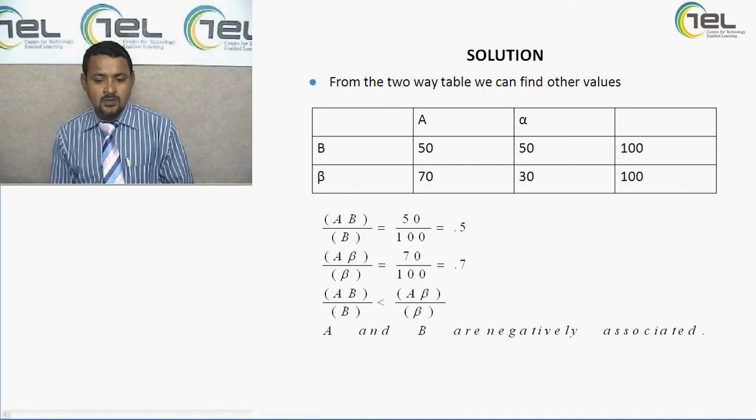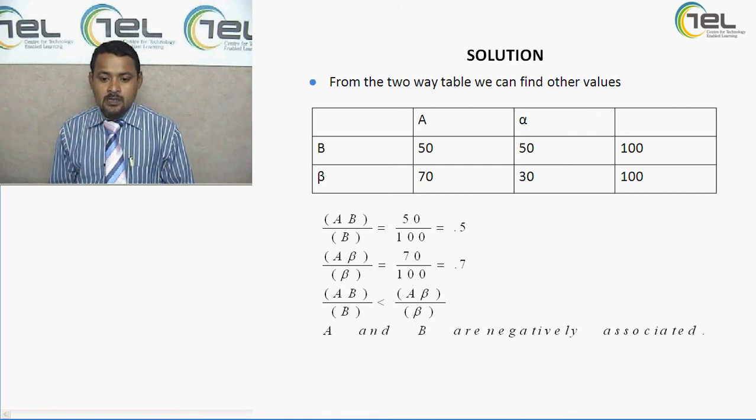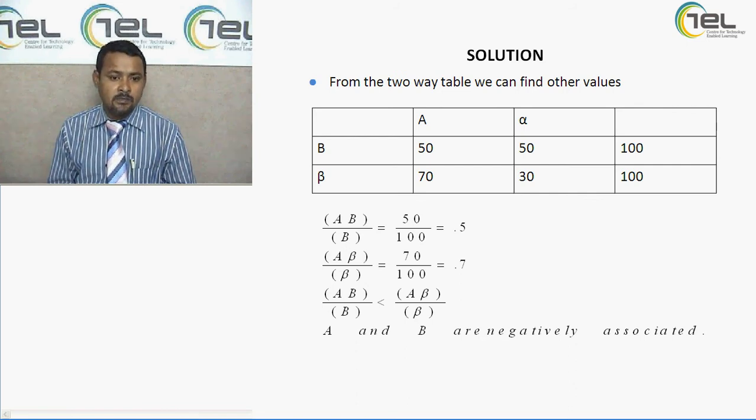Which means we have to calculate all the three. AB by B is 50 by 100, that is 0.5. A beta by beta is 70 by 100, that is 0.7. So you can see clearly that AB by B is less than A beta by beta. The relationship is that AB by B is much lesser than that of A beta by beta. 0.5 is less than 0.7.